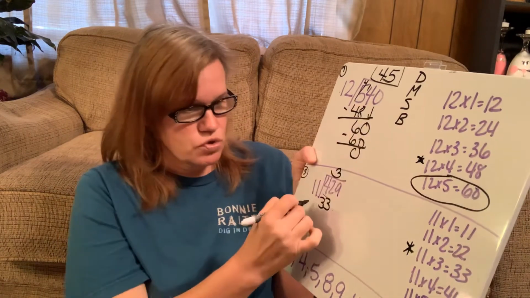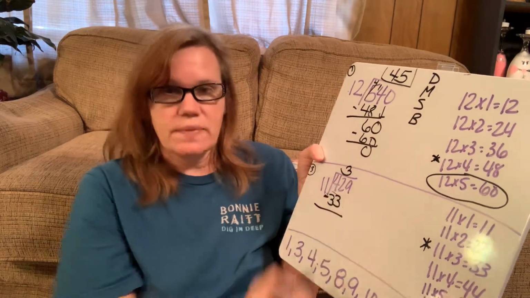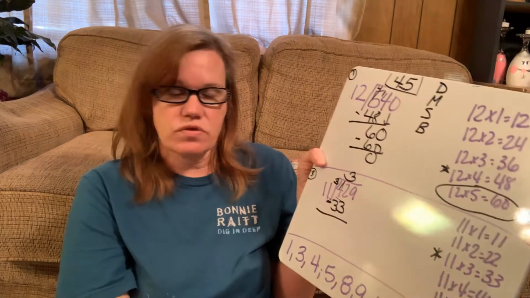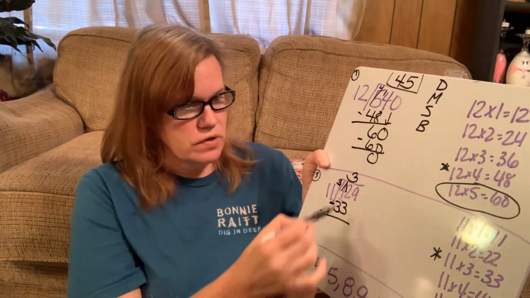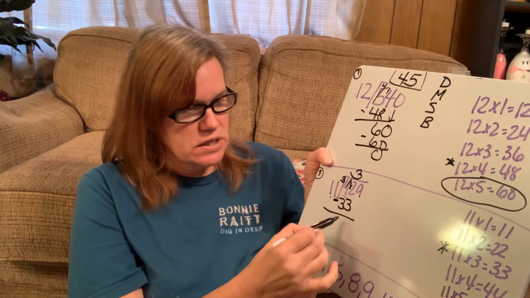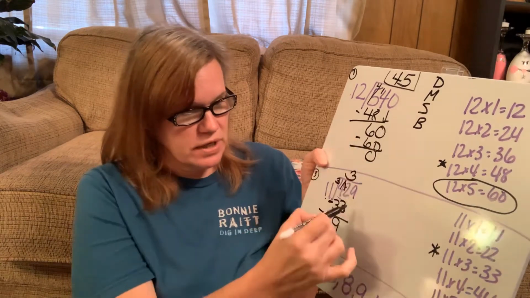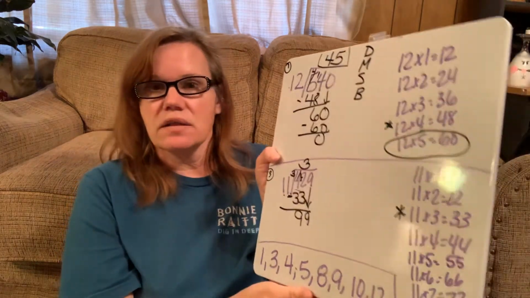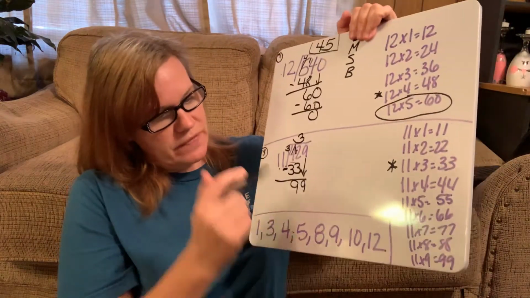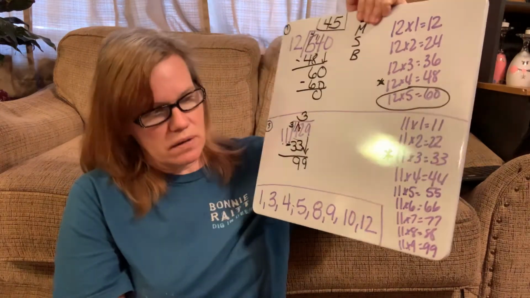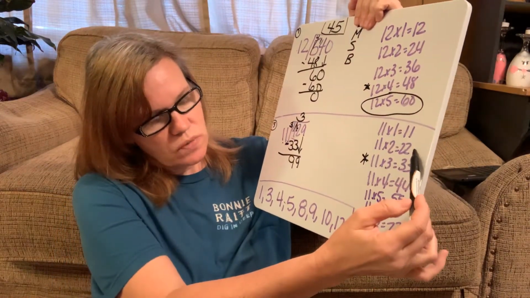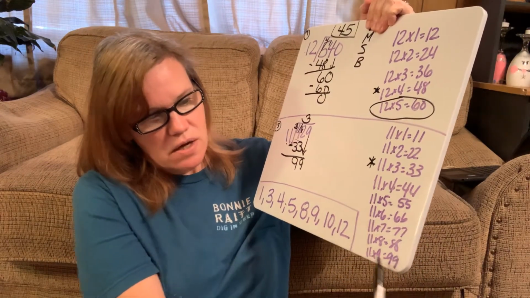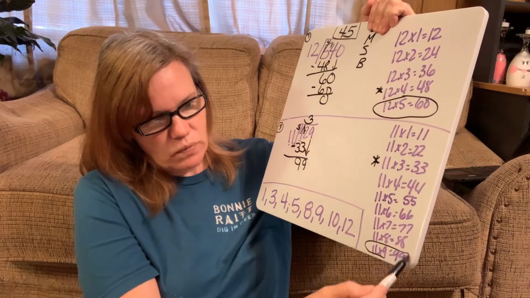Now I subtract. 2 minus 3. Can't do it, so let me go over here and borrow from my 4. That becomes a 3. My 2 becomes a 12. 12 minus 3 is 9. Now I'm going to bring down my 9. Now I have 99 divided by 11. What can I multiply by 11 to get the closest to 99 without going over? So let's see. 11, 22, 33, 44, 55, 66, 77, 88, 99. Look, that's exactly what I need right there.